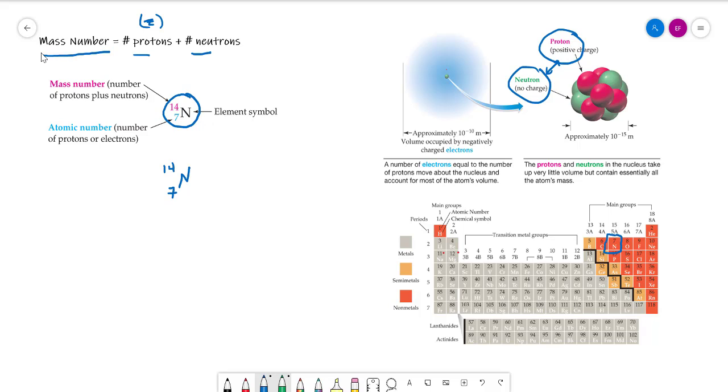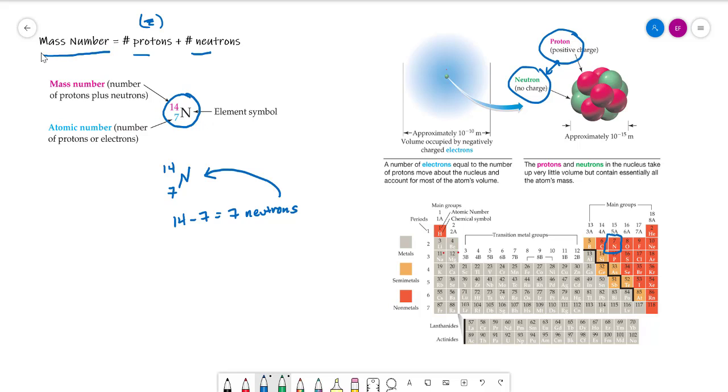So in this case, if we know that the mass number is 14 and we know that the atomic number is 7, we can do simple subtraction. We can take the 7 protons and subtract that from the sum of protons and neutrons, so we have 14 minus 7, and that gives us 7 neutrons in this specific flavor of nitrogen.